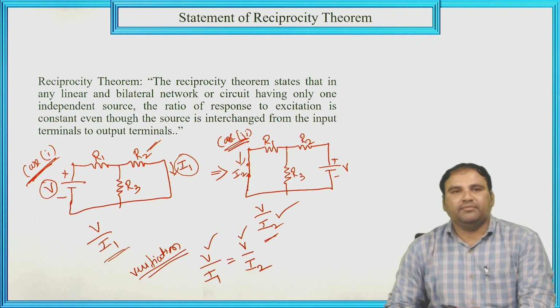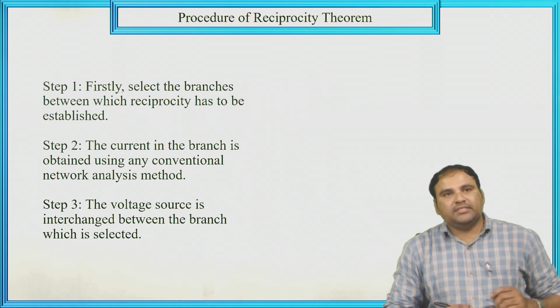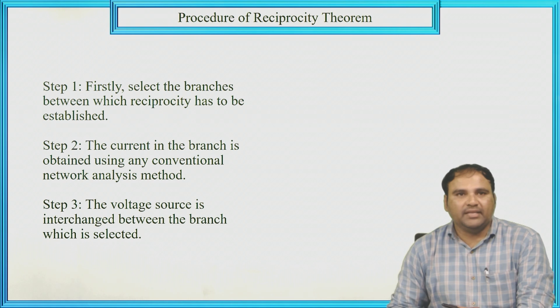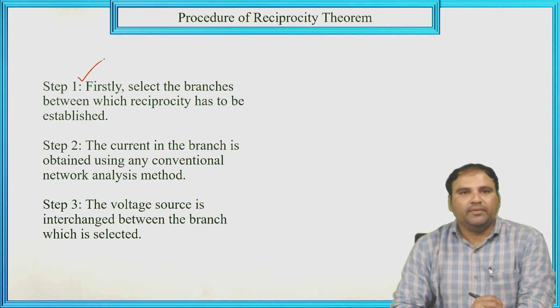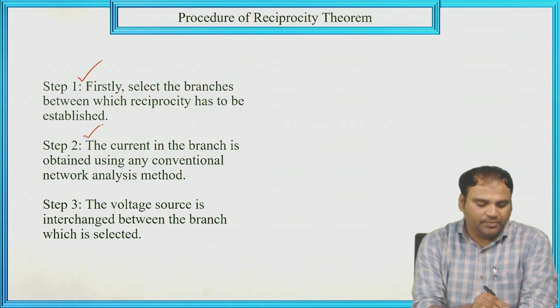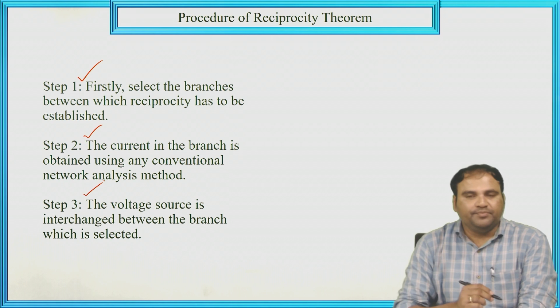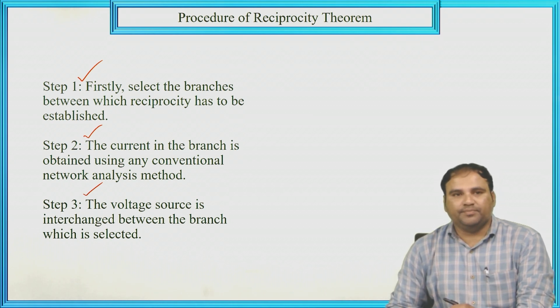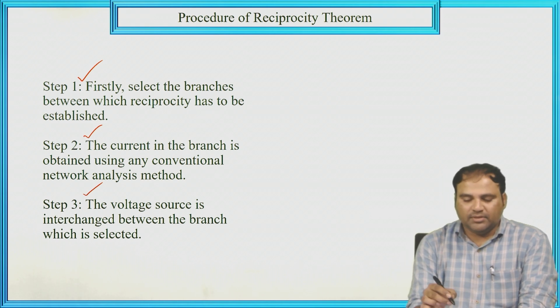In this Reciprocity Theorem, we have some steps. The steps of the procedure are: step 1, we have to find the total number of branches in the given circuit. Step 2, we have to find the total resistance and the total current of the given network. Step 3, we have to verify the V by I ratio. Suppose, let us say, I am taking the previous example only.